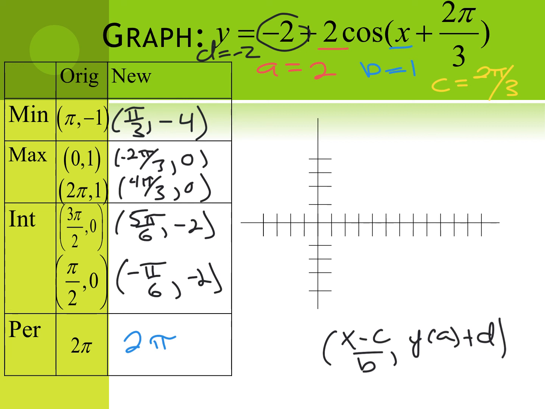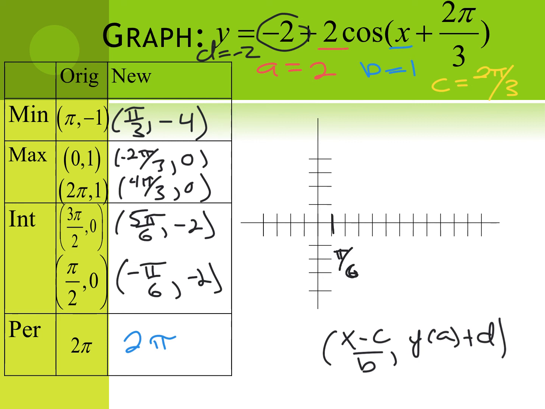When I graph my values, I want to make sure that I make it as easy as possible. So for my x-axis, I'm looking at my biggest denominator. In this case, it is again 6. So I'm going to make my x values go by pi over 6 again for each one of my tick marks. Again, this means I can just count my tick marks when I'm trying to graph.